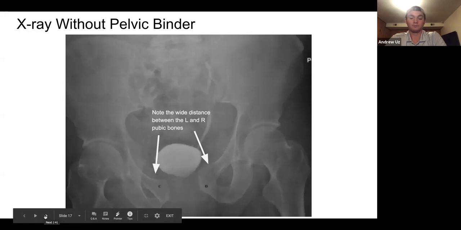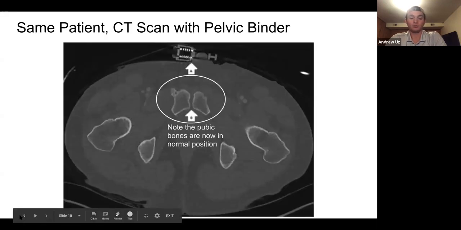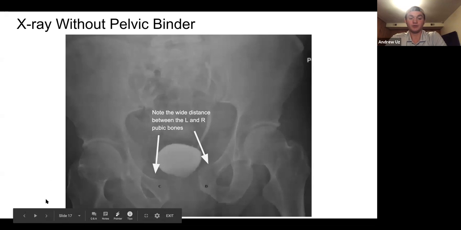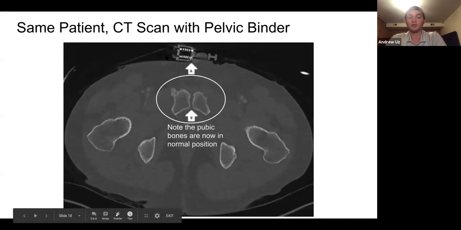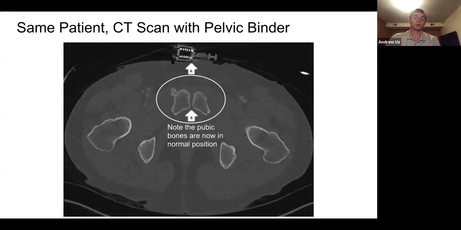So what happened with this patient is, in this facility, they took this x-ray and then they put a pelvic binder on. This is the same exact patient, but this is a CT scan, so it's a transverse view, like a cross section type of view. You can actually see the springs and the mechanism of the pelvic binder up here at the very top.